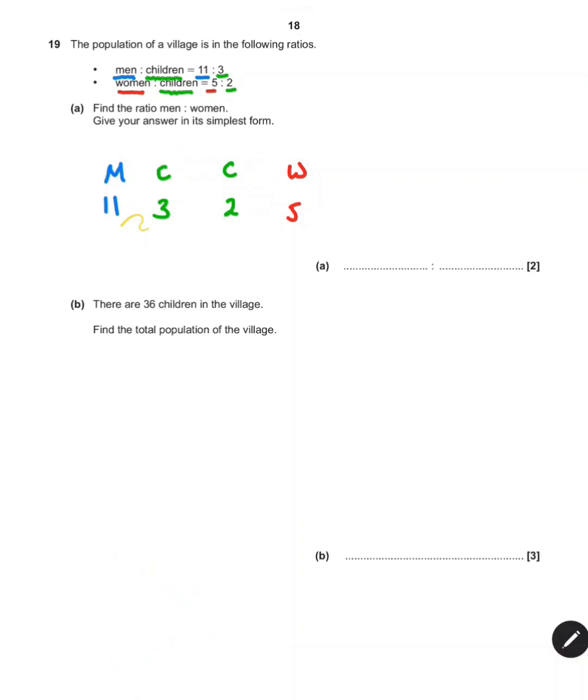I'm going to combine these two ratios together to form a single 3-part ratio. Now if we look at this middle zone, we've got children to be 3 parts, children to be 2 parts. If we multiply those together, we can have children being 6 parts. We just need to apply the same multiplication to the entire ratio.